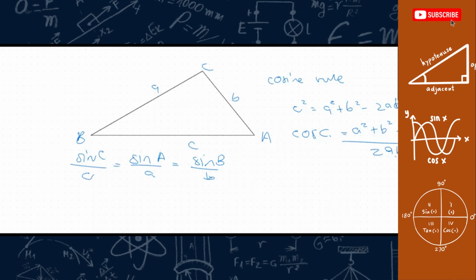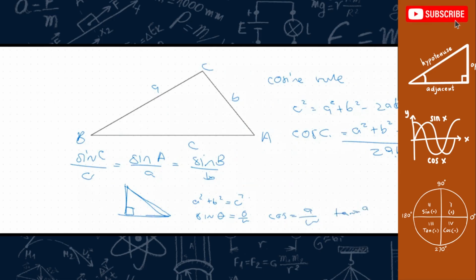And also remember that you are going to use your right angle triangle formulas, such as A squared plus B squared is equal to C squared, and also the fact that sine of the angle would be opposite over hypotenuse, cos would be adjacent over hypotenuse, and tan would be opposite over adjacent. So we have to keep those in mind. Let's have a look at a question.